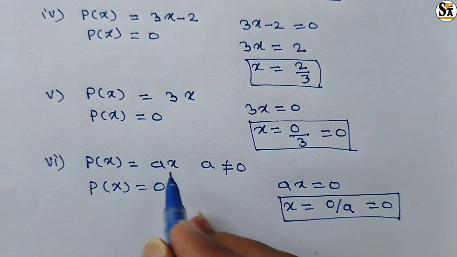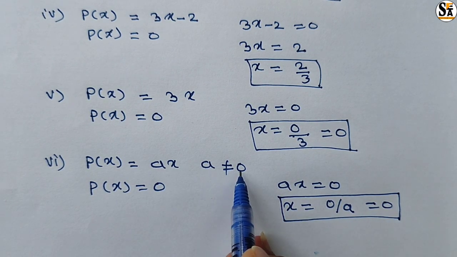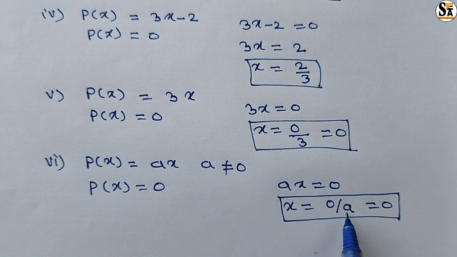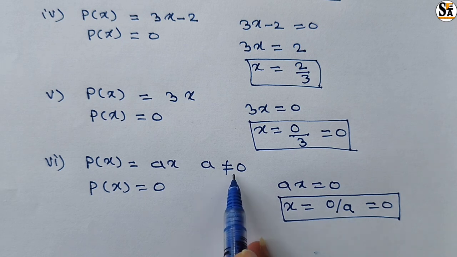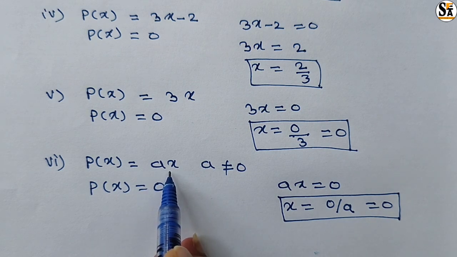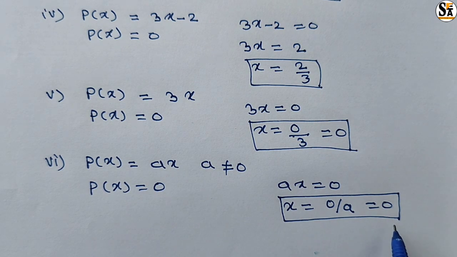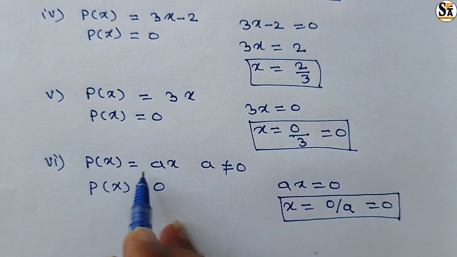of this polynomial. See the condition here, a is not equal to 0, because if we divide any number by 0, we are not getting any answer. That's why this condition is given. But x equal to 0 is the solution of this equation. So x equal to 0 is the 0 of this polynomial.